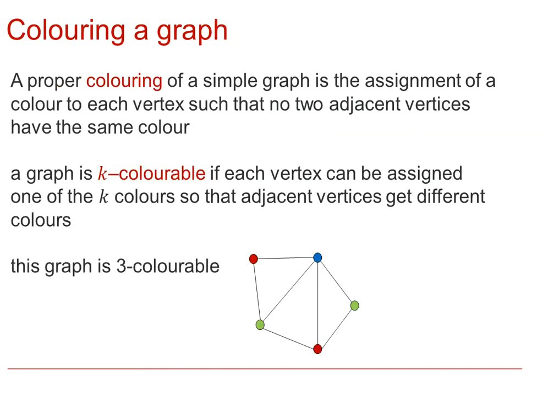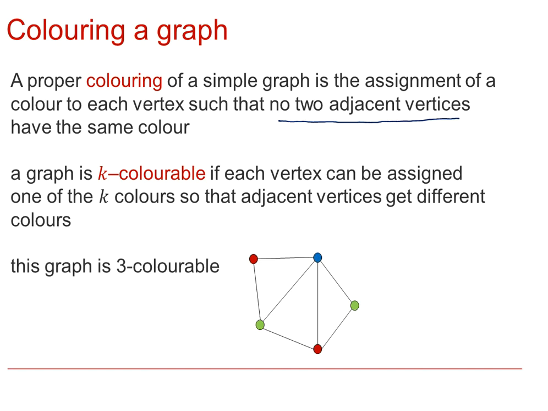We now introduce colouring a graph. A proper colouring of a simple graph is the assignment of a colour to each vertex such that no two adjacent vertices have the same colour. We'll note that by adjacent vertices we mean a pair that are joined by an arc. Now we want to find the fewest colours to do this. A graph is what we call k-colourable if each vertex can be assigned one of the k colours so that adjacent vertices get different colours.